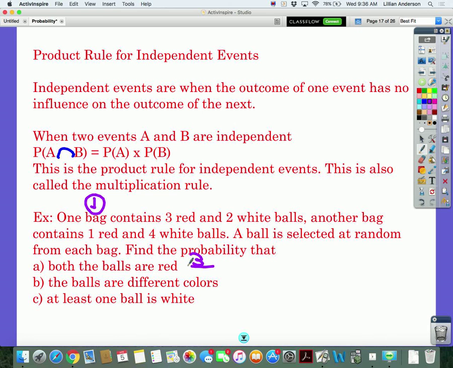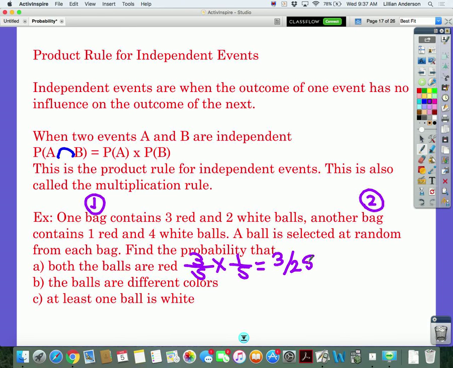3 out of 5. Okay? We reach into the second bag and we pull out a red ball. What's the probability of pulling out a red ball? 1 out of 5. So what are we going to do to these two probabilities? We're going to multiply them. Okay? And again, these are independent events. So what's the probability of both balls being red? That is going to be 3 out of 25.